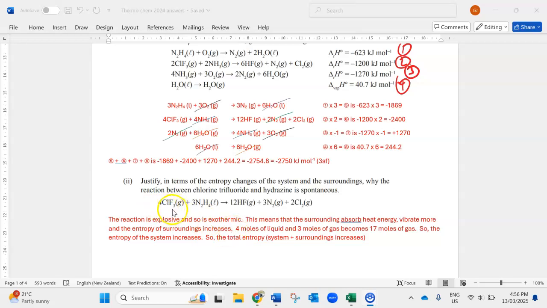4 moles, that should say 4 moles of gas and 3 moles of liquid. So that should say 3 and that should say 4, becomes 17 moles of gas. So the entropy of the system increases. So the total entropy, the system plus the surroundings, increases.